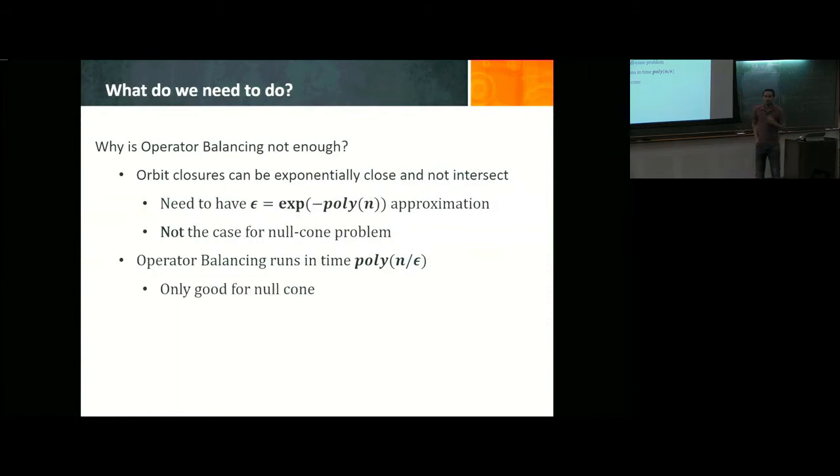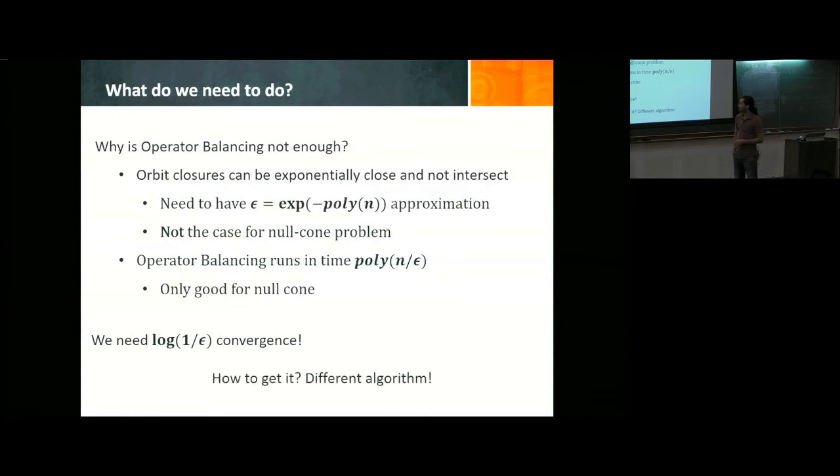Okay, so operator balancing is only good for the null cone. So what do we need to do now? Well, we need log 1 over epsilon convergence. We need an algorithm that will give you this log 1 over epsilon, and for that, we need a different algorithm, okay? Now, what is going to be our approach? Well, if you remember the algebraic approach, you could have said, let's just solve a PIT problem. Because how could I test null cone algebraically? Algebraically, you could say, look at all the invariants and find an invariant for me that is different from 0.